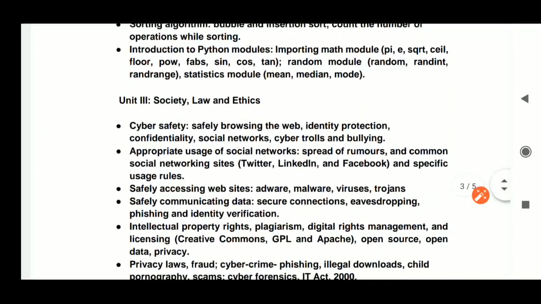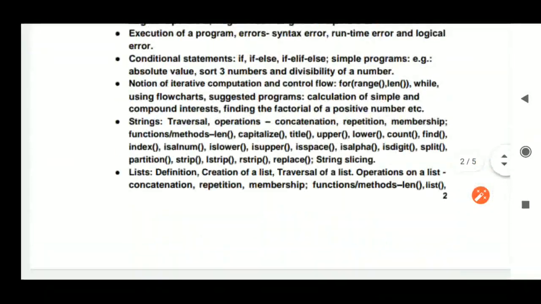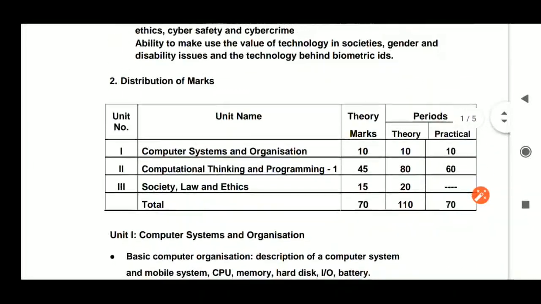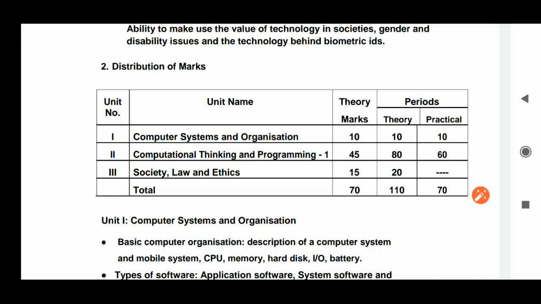So that is there. And Unit 3, as you can see, the name of Unit 3 is Society, Law and Ethics. Here it carries 15 marks. Now this part is also very important because here you will be learning the laws of cyber security. Now online transactions, online communication, so many things are increasing. So definitely cybercrime is also increasing.